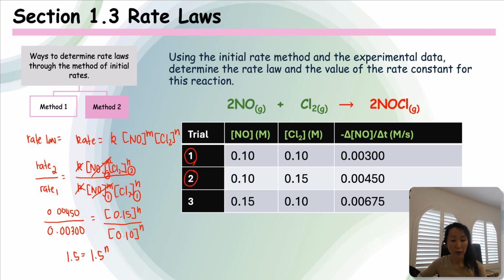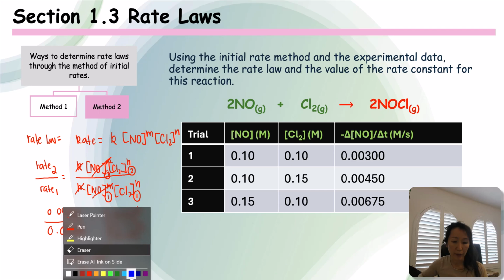If the N powers are exactly the same, we can just divide the numerator and the denominator. Well, what must N be in order for them to equal out? N must be 1 in order for the left and the right to equal 1.5. So we know the reaction order for chlorine must be 1. What about for the nitric oxide? Now we're going to keep the chlorine constant, and you'll notice that trial 1 and trial 3 have a constant chlorine concentration, whereas the nitric oxide is now different. So let's go ahead and set that up.